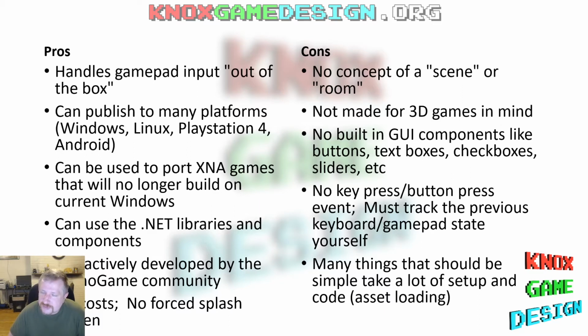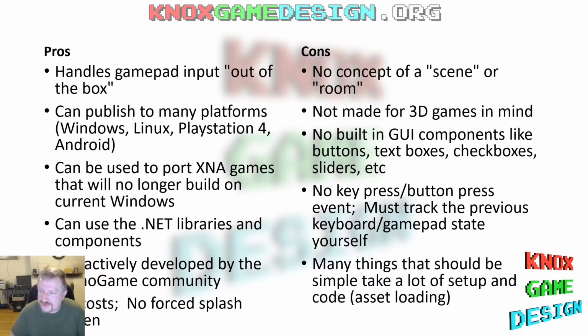So a lot of game development environments like Unity provide some basic GUI components for you, but MonoGame does not. So if you want a text box or a button or a checkbox, things like that, you have to implement that by hand. You have to draw the rectangle yourself, and you have to handle detecting when the mouse is over and when the mouse is pressed and all that good stuff.